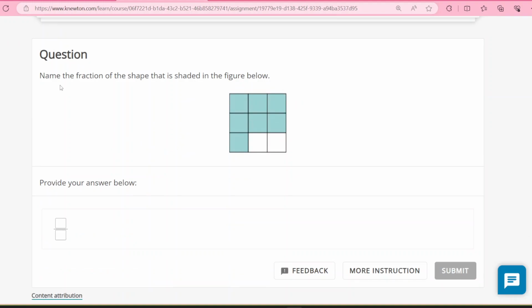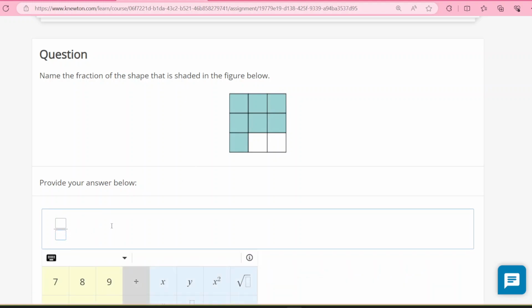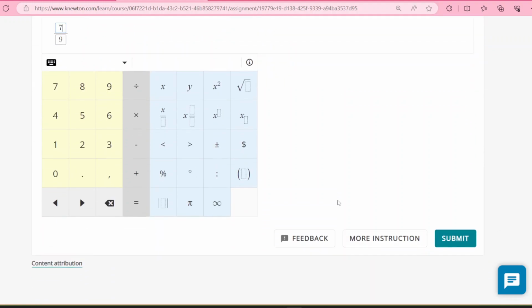So down here, name the fraction of the shape that is shaded in the figure below. If I consider this square one whole unit, you see how it's broken up into 9 equal pieces. So that's the denominator of the fraction being represented here, out of 9. And then how many of these ninths are shaded in? We have 3, 6, 7 of these ninths shaded in. So the shaded area here represents the fraction 7 out of 9, 7 ninths. And that's it. That is all they want.